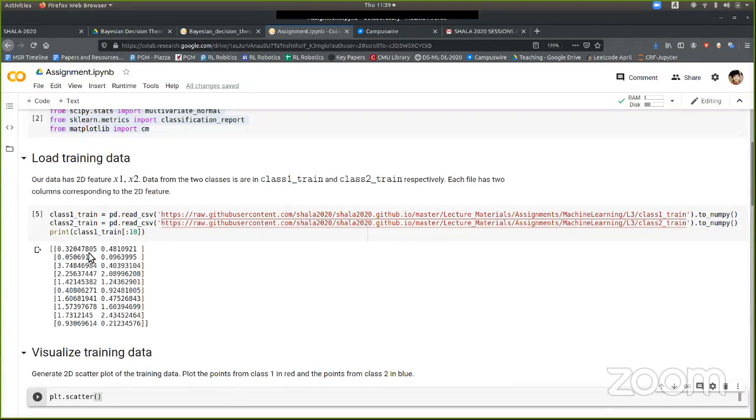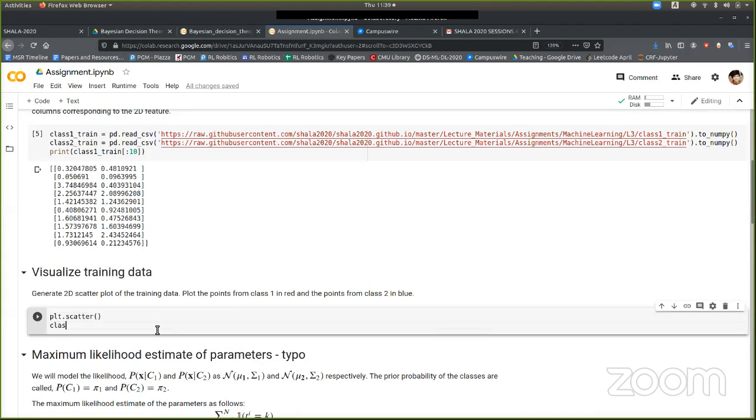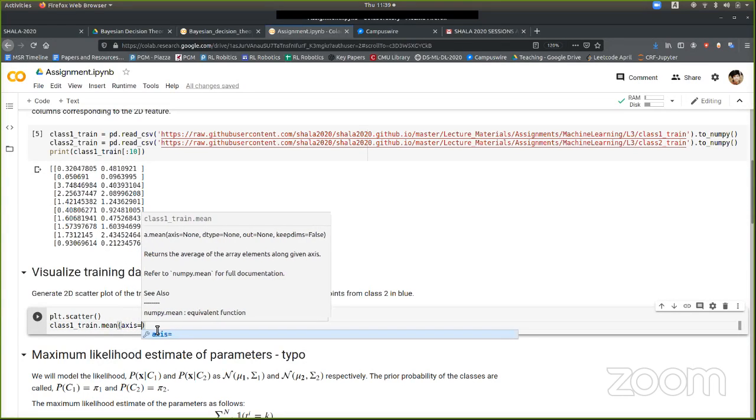Now, one important thing to note is, when you take the mean, you don't want to take the mean over all of these values. You want to take the mean along the columns, because finally your mean will be a two-dimensional vector. So basically when you take the mean, say class 1 train dot mean, you have to pass axis equal to 0, so that you take the mean along the column.